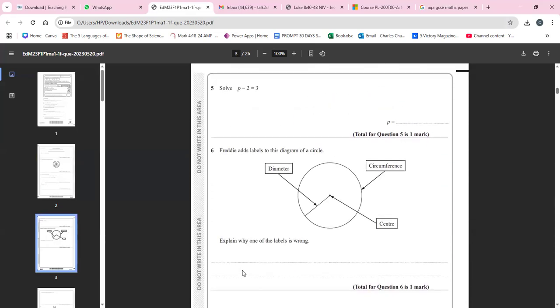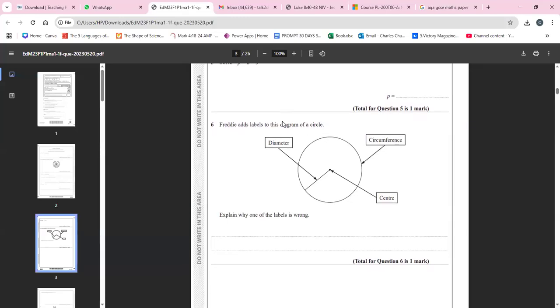Here we are. Solve P minus 2 equals 3. Of course, if you collect like terms, the minus 2 going over to the other side will become plus 2. And that will be 3 plus 2, which will be 5. So P will be equal to 5. Okay, did you get that? Yes. Remember, this is all mental. You can do this without writing a single thing, and that will enhance your speed.